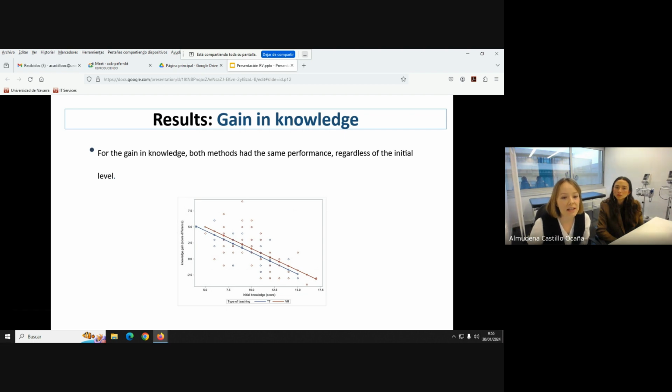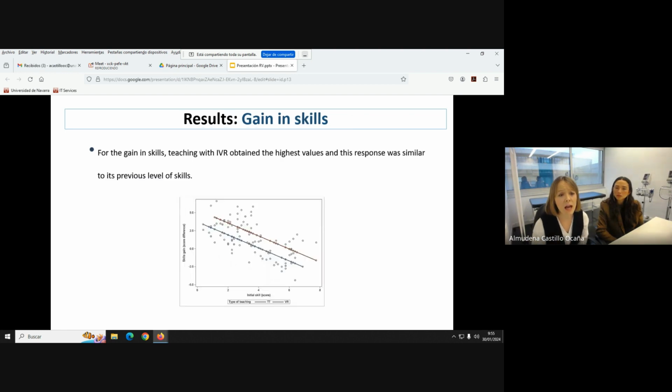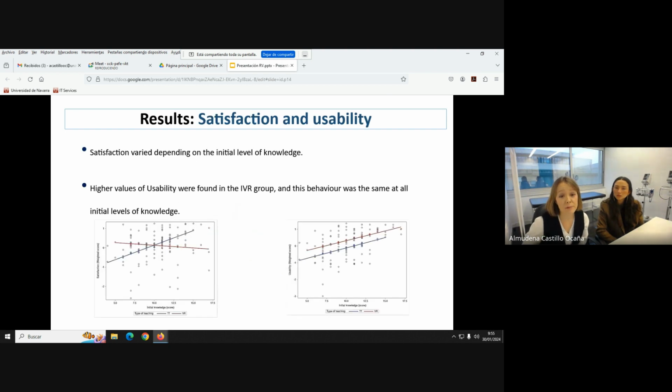For the gain in knowledge, both methods have the same performance regardless of the initial level, as you can see here. For the gain in skill, teaching with IVR obtained the highest values. This response was similar regardless of the previous level of skills. Regarding satisfaction and usability, satisfaction varied depending on the initial level of knowledge. Higher values of usability were found in the IVR group also, and this behavior was the same at all the initial levels of knowledge.